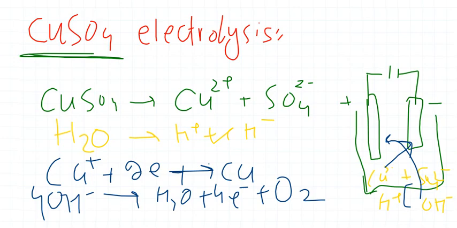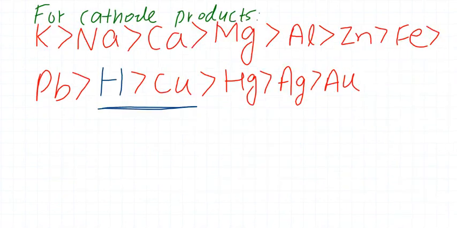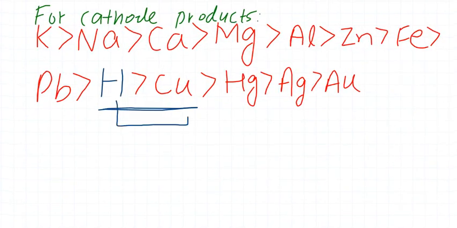So this is how we decide which products will form at the anode and cathode when the electrolyte is in aqueous solution. Okay, so there is this one trick to memorize this concept for the cathode. For example, if the competition is between hydrogen and copper, because copper is less reactive as compared to hydrogen, then it will always be copper.